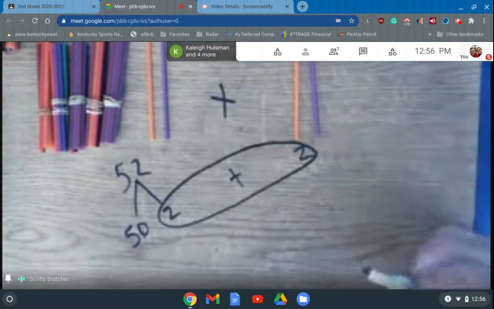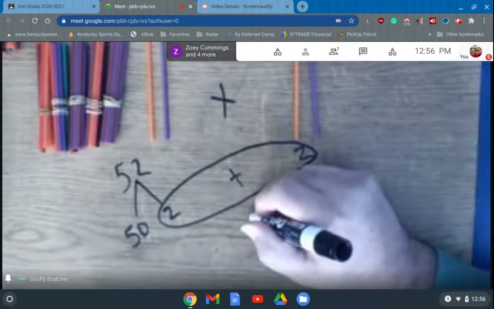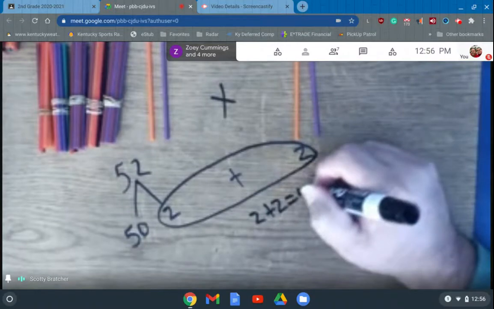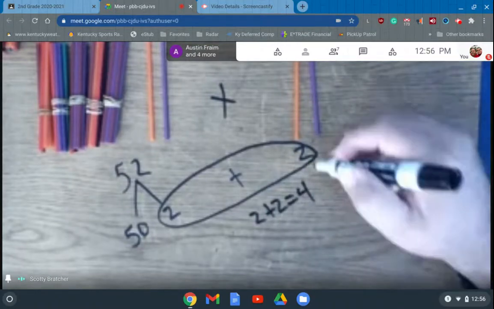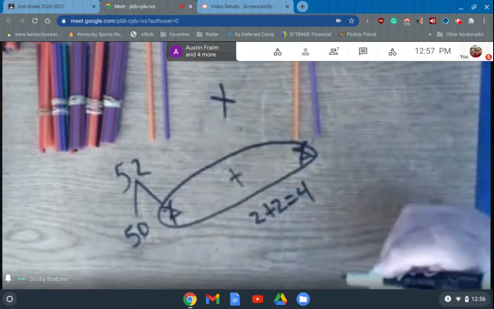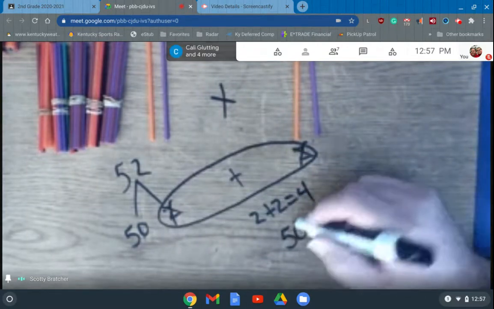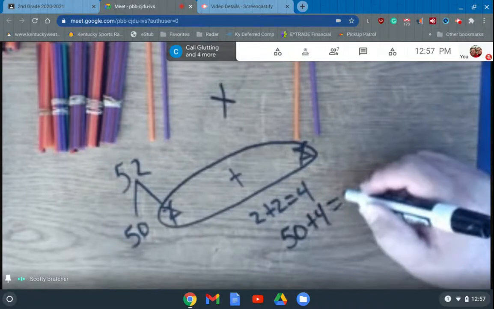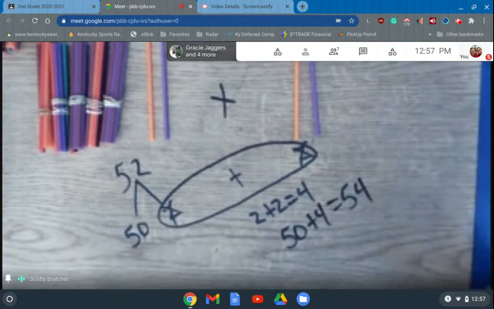So in her mind, she's thinking 2 plus 2 equals 4. And she knocked out that 2 and knocked out that 2. And the only thing left is the 50. And I'm going to add this 4 to it, and it's 54. Come up with the exact same answer, but we used a fact we already know, okay, instead of counting. Anytime you can do that, I want you to do that, okay? All right?